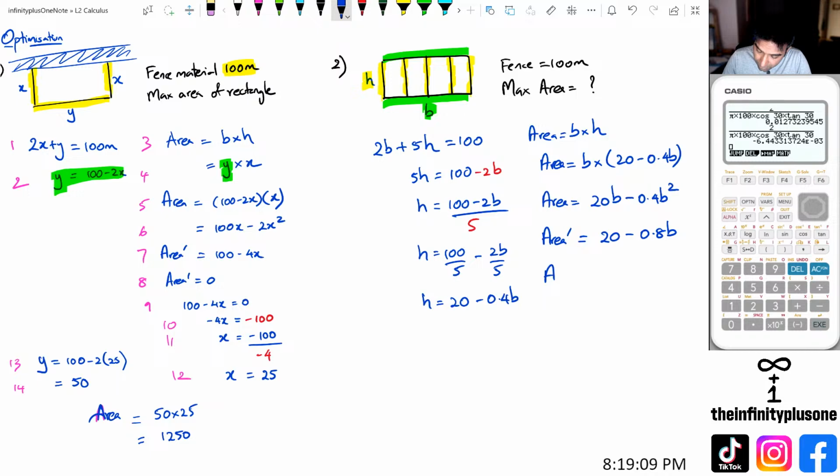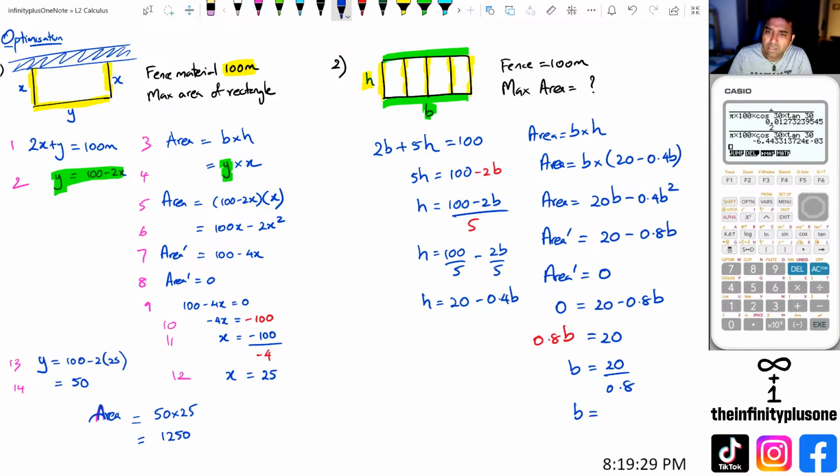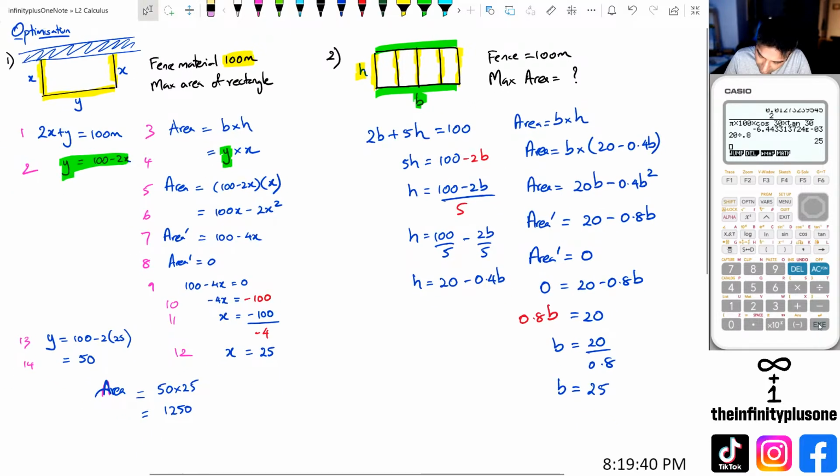And of course, turning points happen when your gradient function is equal to 0. So we're going to put area dash equals 0. So 0 equals 20 minus 0.8b. Rearranging this, I'm going to get 0.8b equals 20, and then b is equal to 20 divided by 0.8. That's going to give me 25.